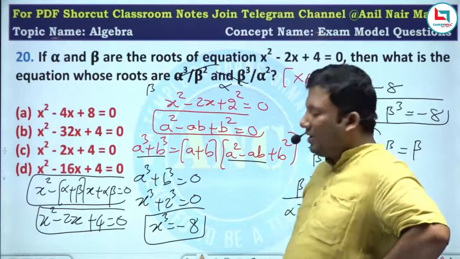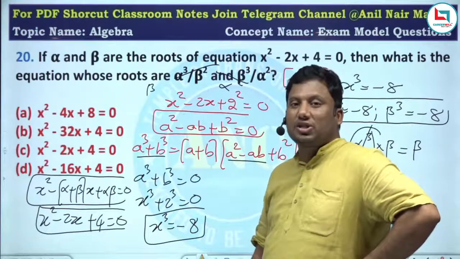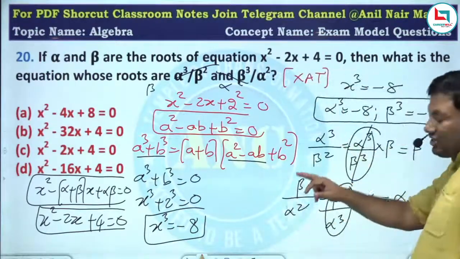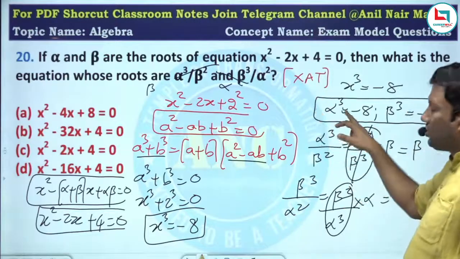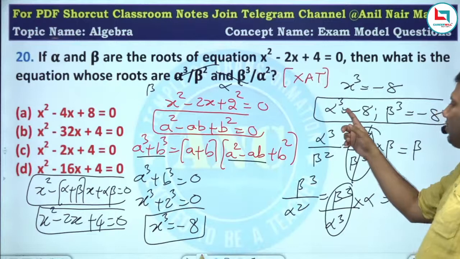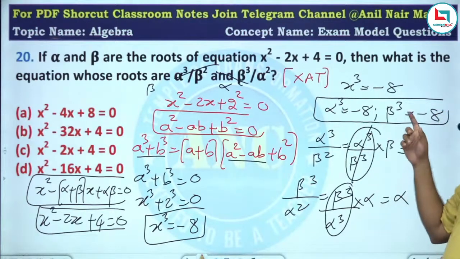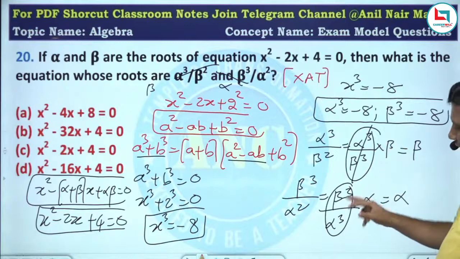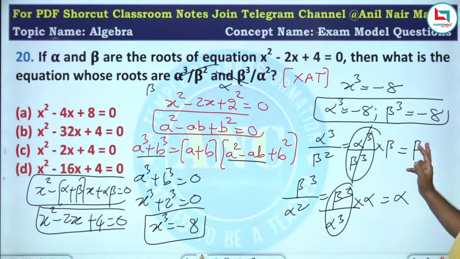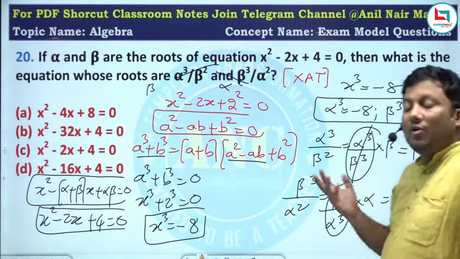If x cube plus 8 is 0, that means x cube is minus 8. If x cube is minus 8, alpha and beta are the roots of the equation. A root will satisfy the equation, so alpha cube is minus 8 and beta cube is minus 8.